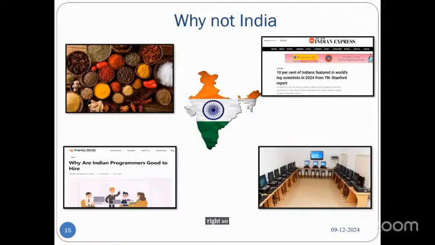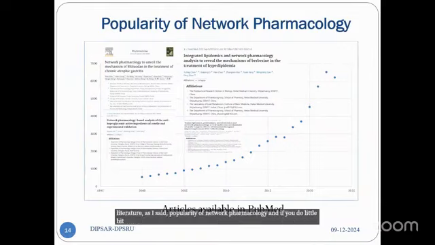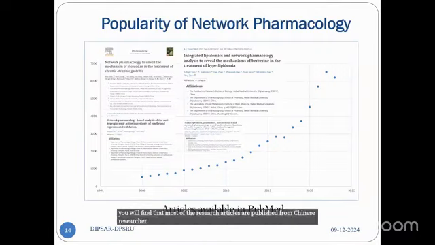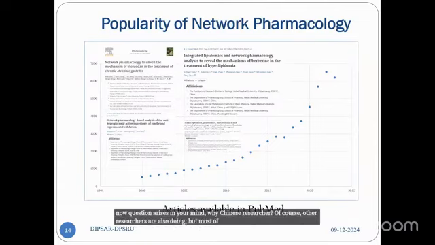So now, obviously, the question is, why not India? If you go through the literature, as I said, on the popularity of network pharmacology, and do a little bit of extensive search, you will find that most of the research articles are published by Chinese researchers. Now, the question arises in your mind: why Chinese researchers? Of course, other researchers are also doing it, but most of the research articles which you have seen in the literature are published by Chinese researchers.